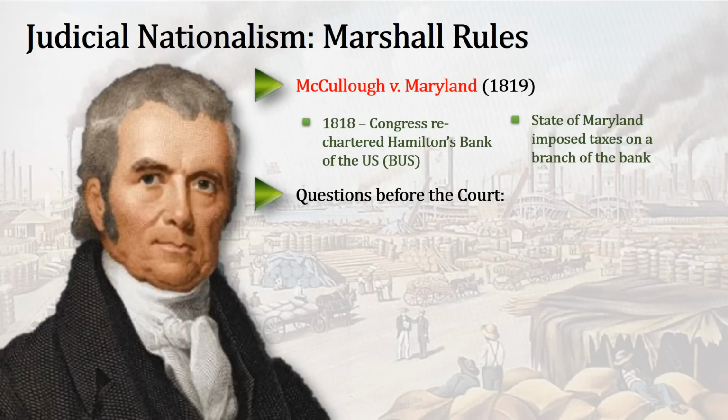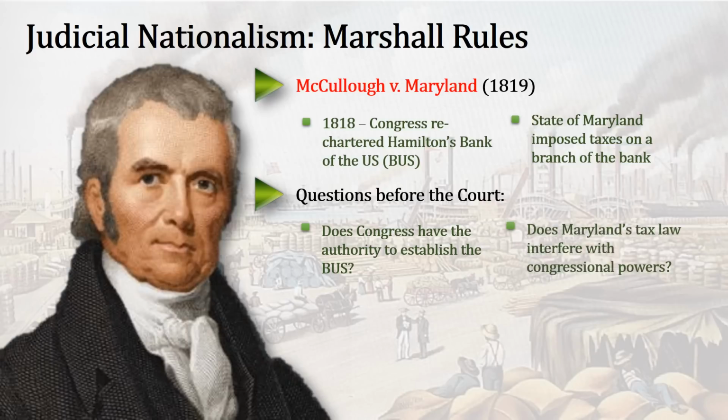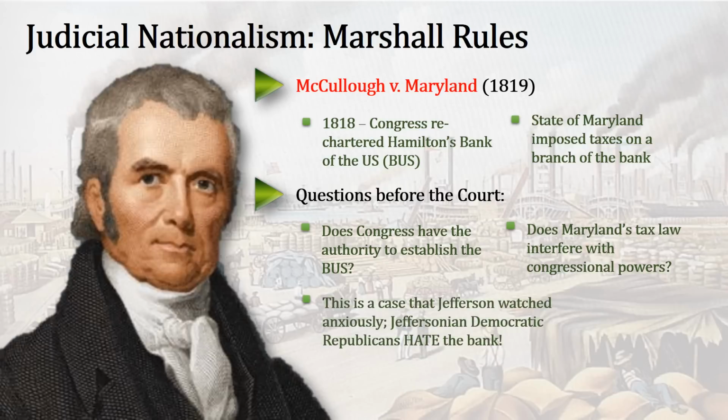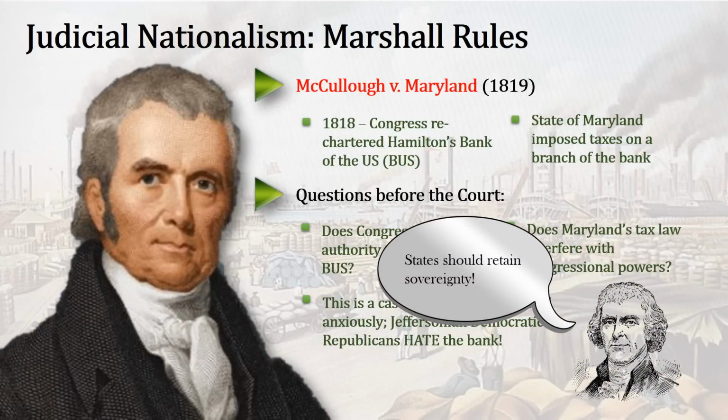And so the question before the court: does Congress have the authority to establish the bus, the bank? And secondly, does Maryland's tax law interfere with congressional powers? In this case, Jefferson is watching quite anxiously because Democratic Republicans hate the bank. Democratic Republicans believe that Maryland should have the right to tax it because they don't like it anyway, and the states, as Jefferson says, should retain sovereignty.